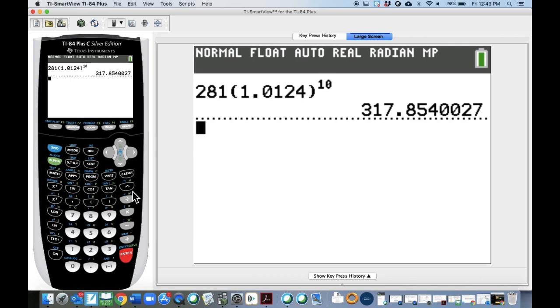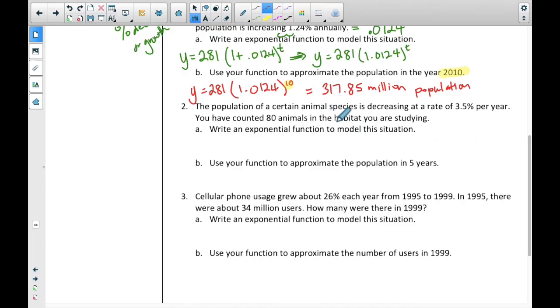This is 317,854,000, blah, blah, and then 2.7. So on my paper, I'm just going to write 317.85, but it's going to say million. That's how you do it on your calculator. So my answer is 317.85 million, and that's the population. That was an increase problem. This next problem is a decreasing problem.